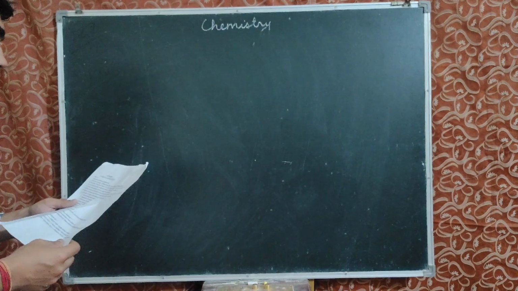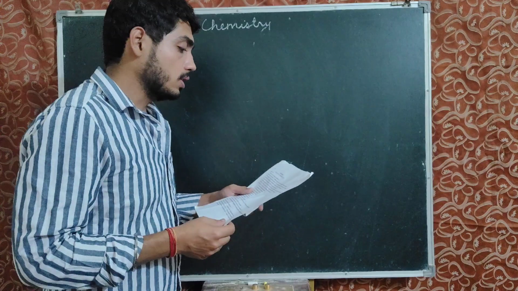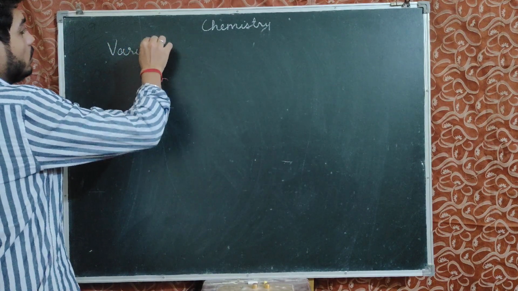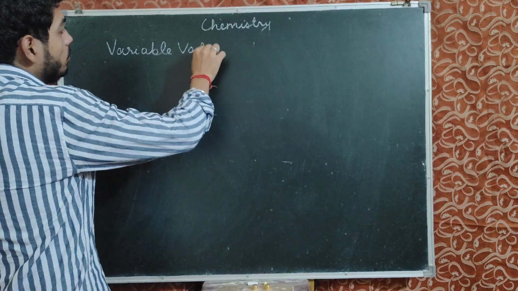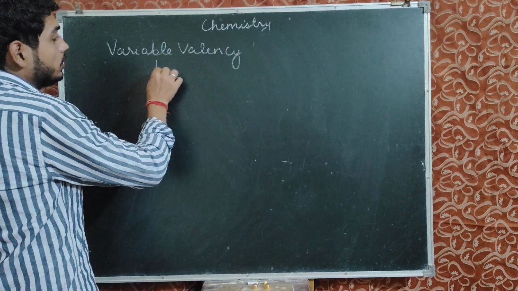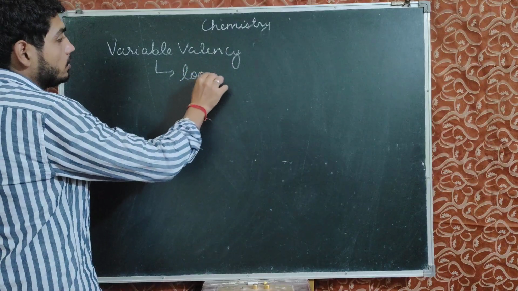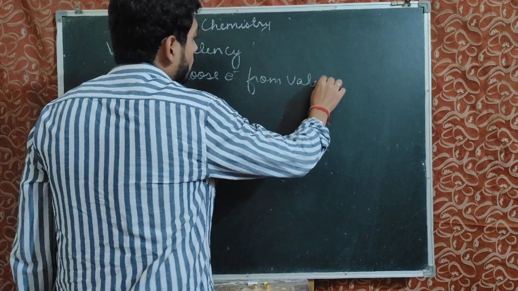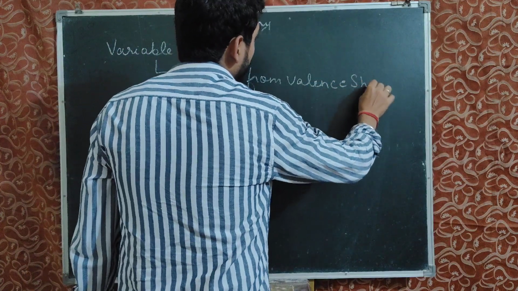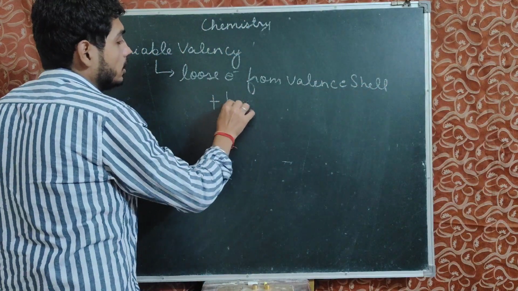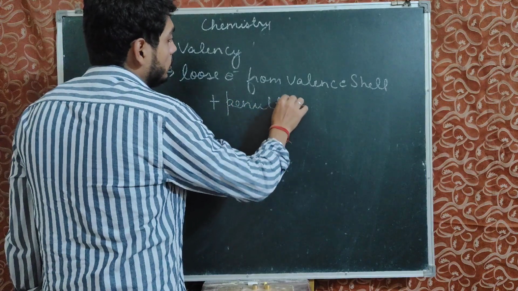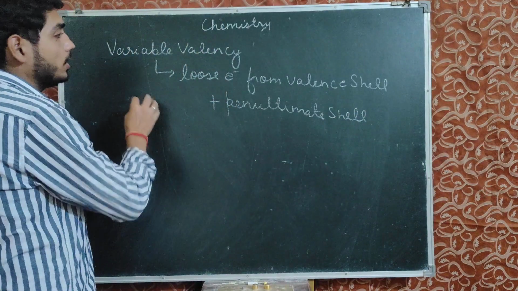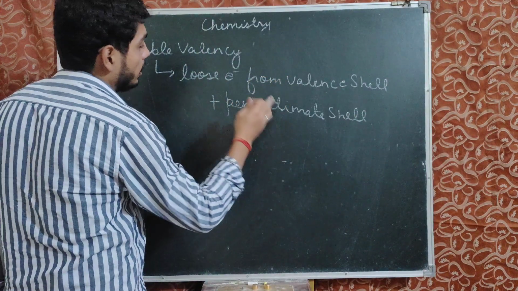Explain the concept of variable valency. Also give 2 examples. What is variable valency? Everybody knows this. Those elements which can lose electrons from the valence shell plus penultimate shell are said to exhibit variable valency. They lose electrons from the valence shell plus penultimate shell.